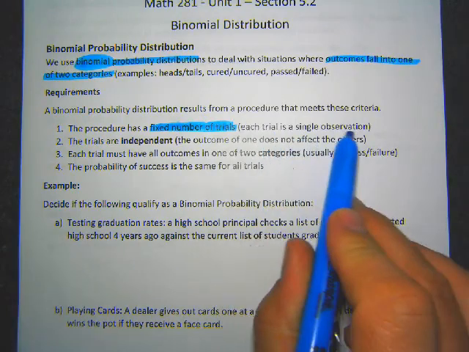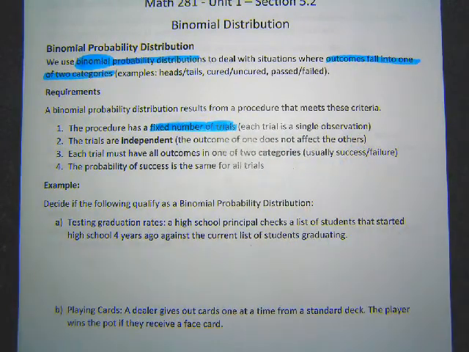Each trial is going to be a single observation. So each survey you hand out, each person that receives the new test drug, each time you flip your coin, that would be a trial. And there should be a limited number of these. They go so far and then they stop.